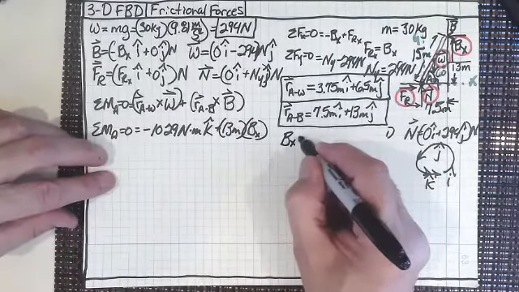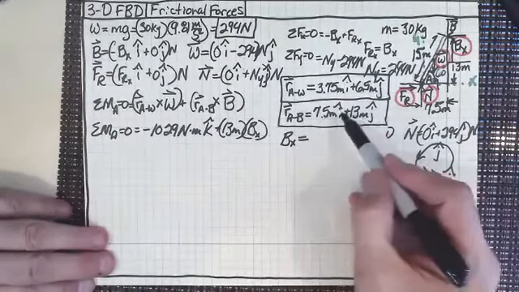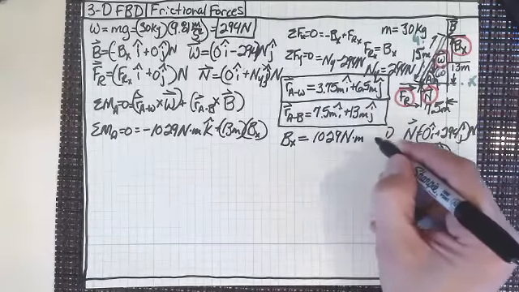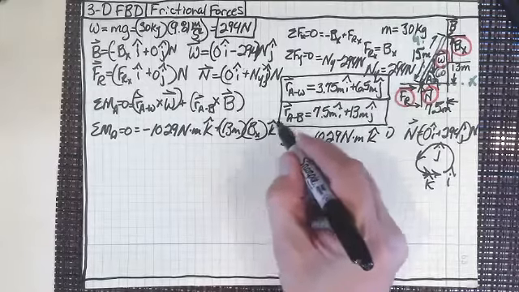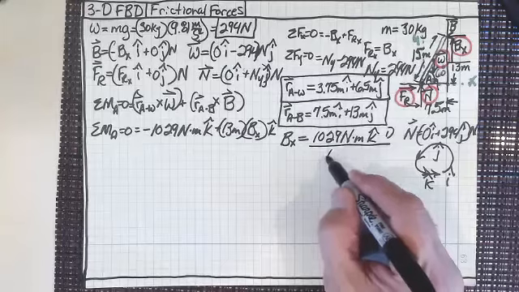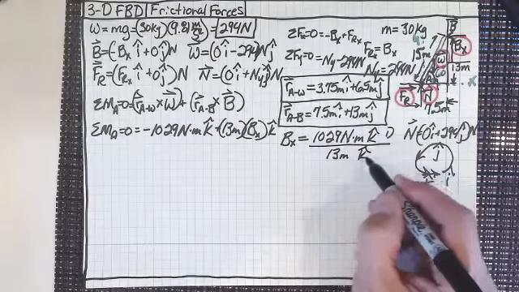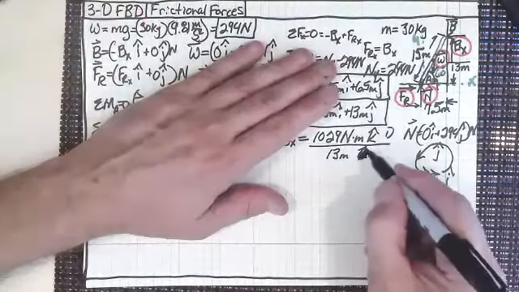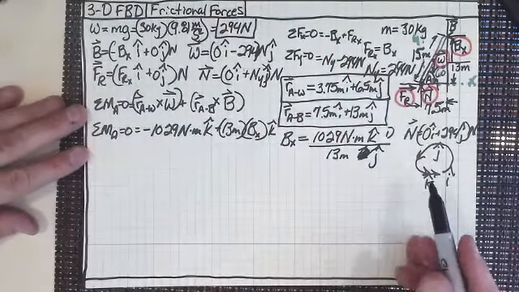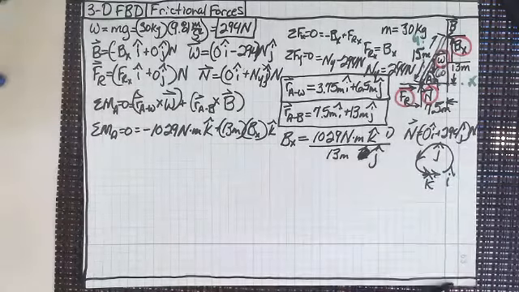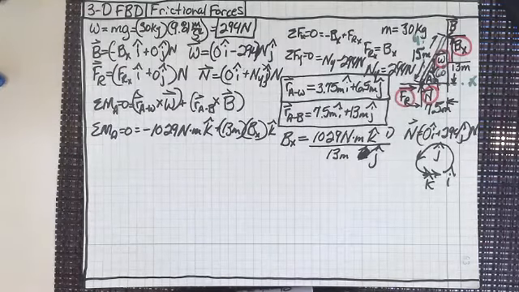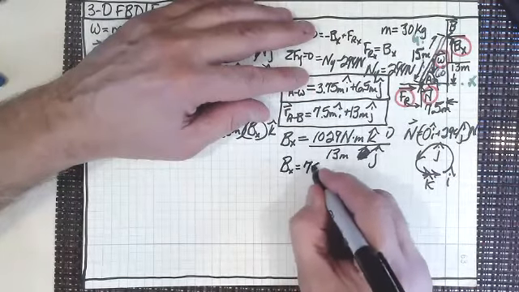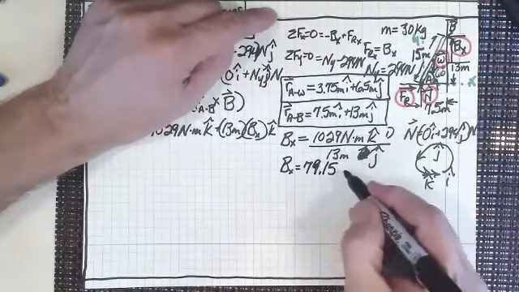You then know that B sub X is going to equal 1,029 Newton meters K hat. And of course, this is K hat too. Divided by 13 meters K hat. I think that's right, isn't it? Or wait, 13 meters J hat. Anyway, so what B sub X is going to be, I'll give it to you in just a second. 1,029 divided by 13 gives me 79.15. And because it's come out positive, right?